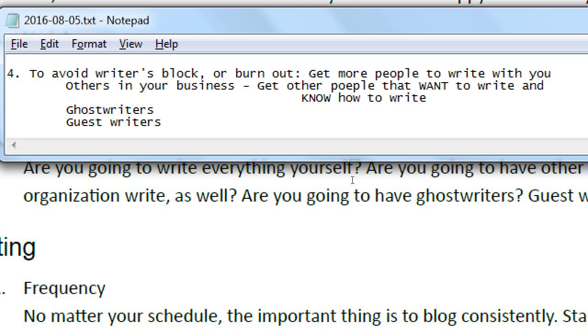If they don't want to write, it's going to show up in the writing. It's not going to be quality content. If they want to write, but they're not the best at writing, are you going to spend your time fixing what they wrote? You might as well have written it yourself. So get other people that want to do it. Don't put this on someone else when they're already doing another job in your business.